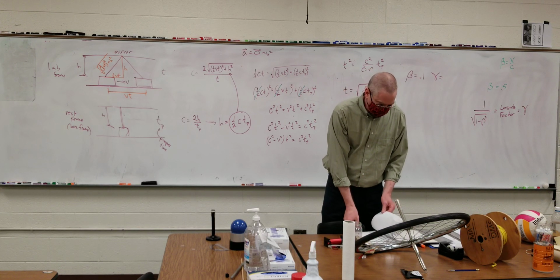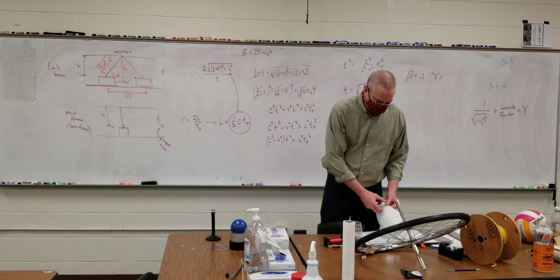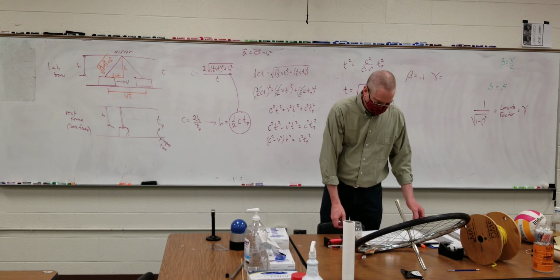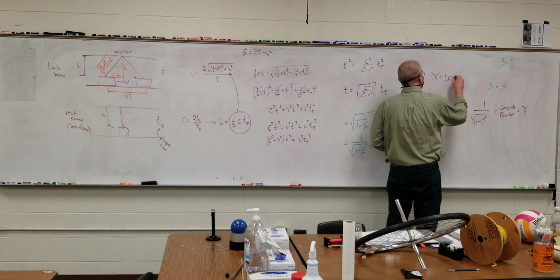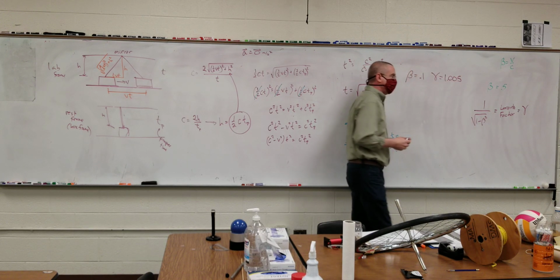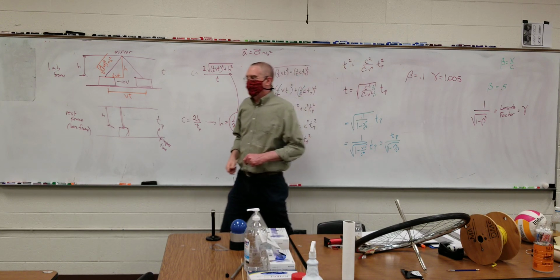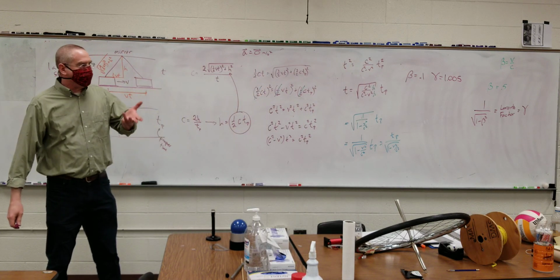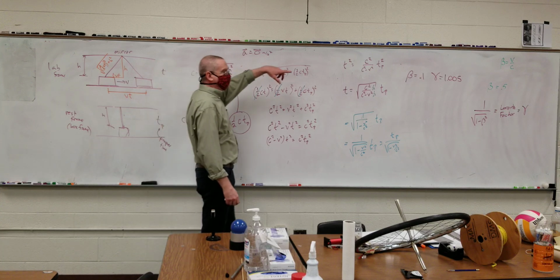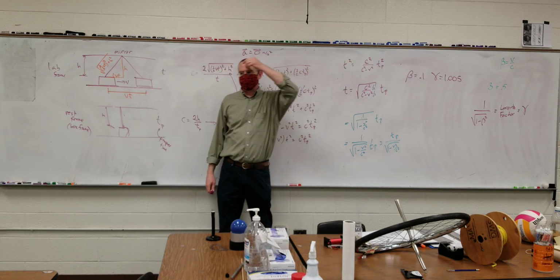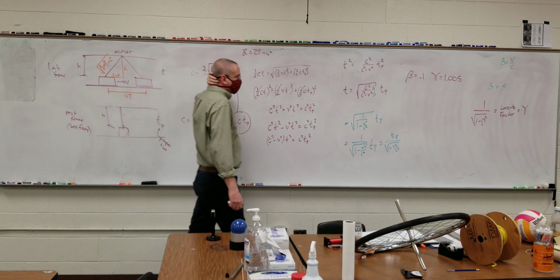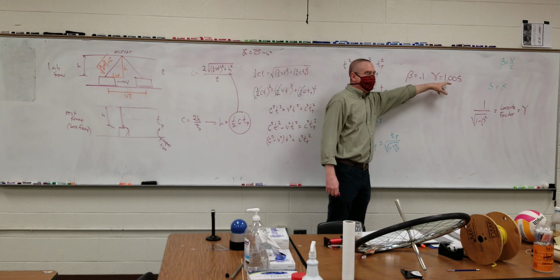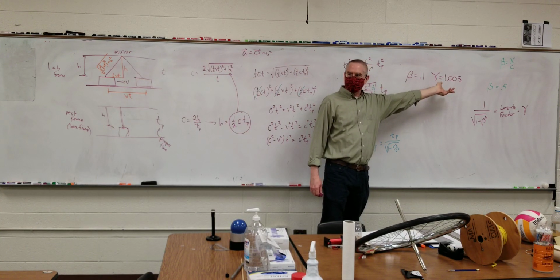When you have an answer, just shout it out. 1.005. All right. So not a whole lot of difference. Usually beta equal to 0.1 is when physicists start to actually take relativistic effects into account. But you're off by 0.5% if you don't.